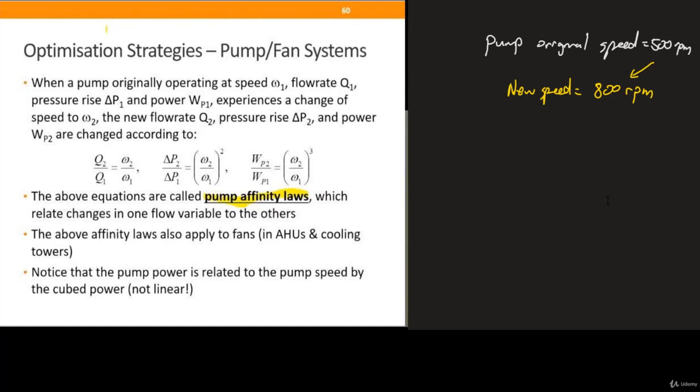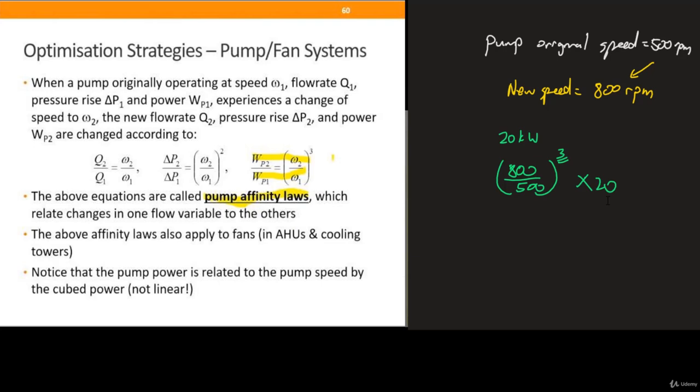Your power consumption, let's say initially is 20 kilowatts. With the new speed, the power consumption will not be 60% more of the 20 kilowatts. In fact, it will be 60% to the power of 3 multiplied by 20 kilowatts. That is because of this cube law over here, this last equation. The new power divided by the original power is equal to the new speed over the old speed to the power of 3.